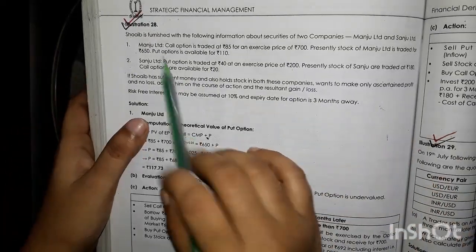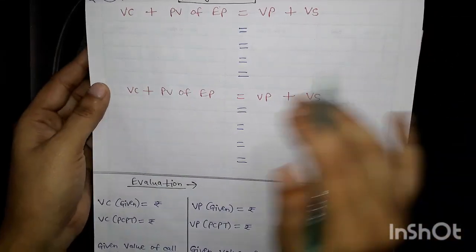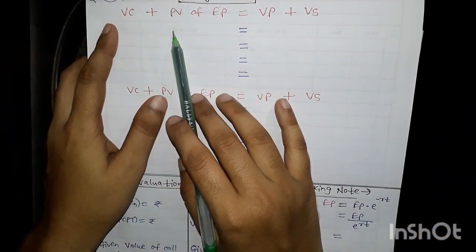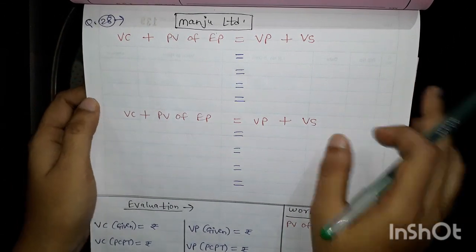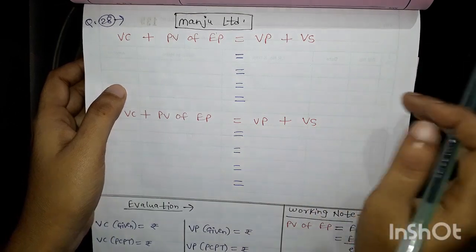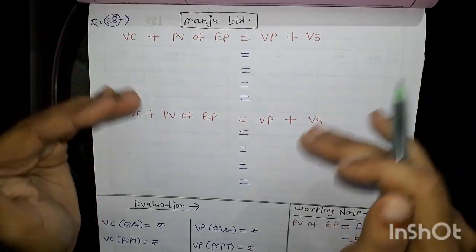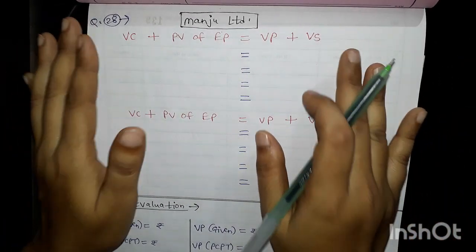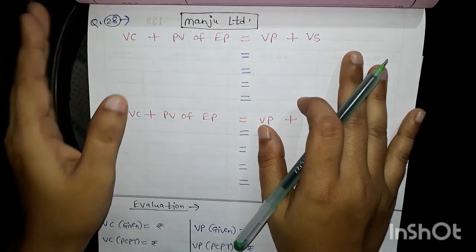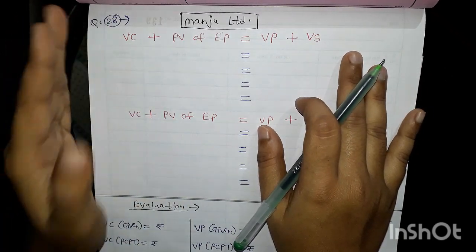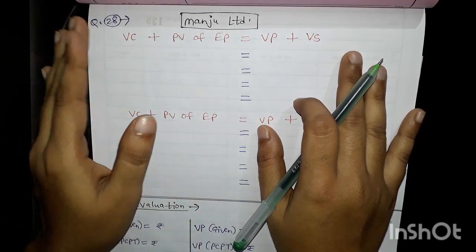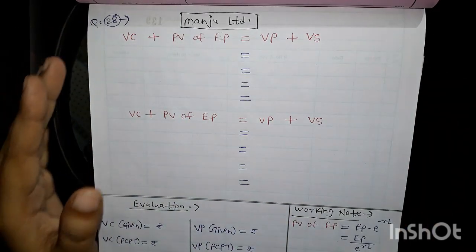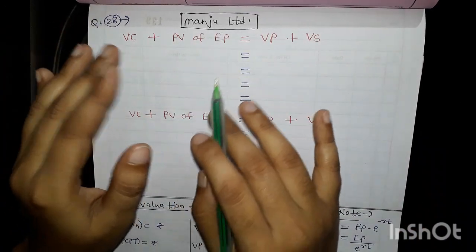Let's start. First of all, we will go for Manju Limited. Here I have already written the formula of put call parity theorem. Now we are going to put the values. We are analyzing that call option value is given and put option value is given, whether that is overpriced or underpriced. So first of all we will calculate the value of a call.